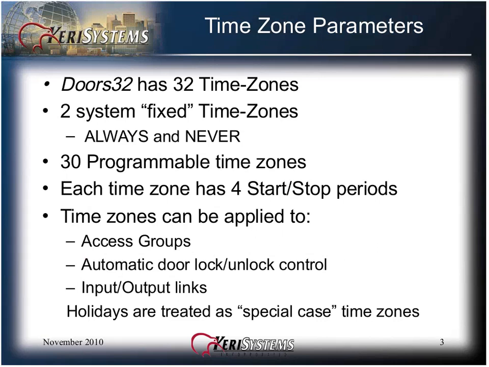Doors32 has 32 time zones. 2 are system or fixed time zones, and they are called always and never. You have 30 programmable time zones for use in your system. Each time zone has 4 start and stop periods, and the time zones can be applied to access groups, automatic door lock-unlock control, and input-output links. Holidays are treated as special case time zones.